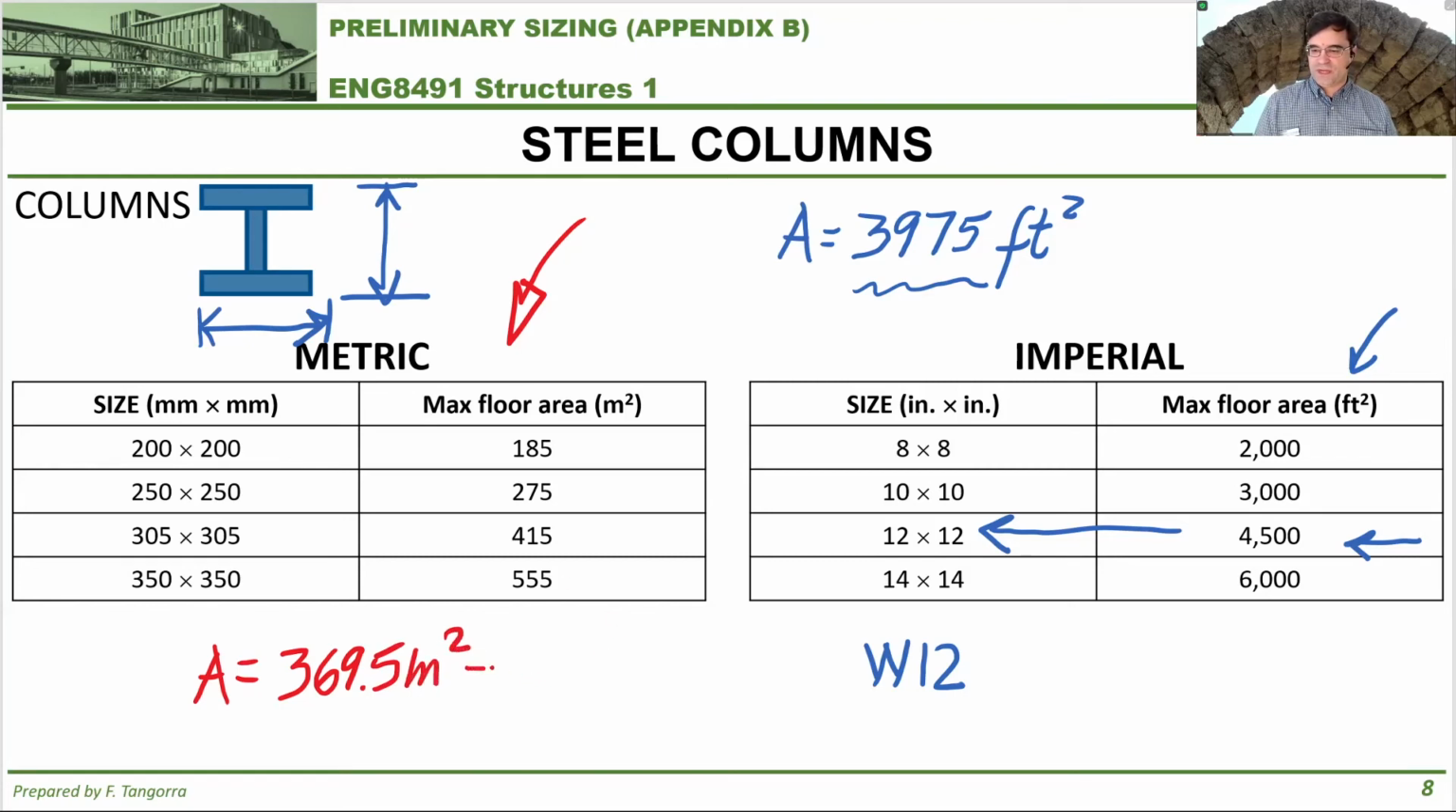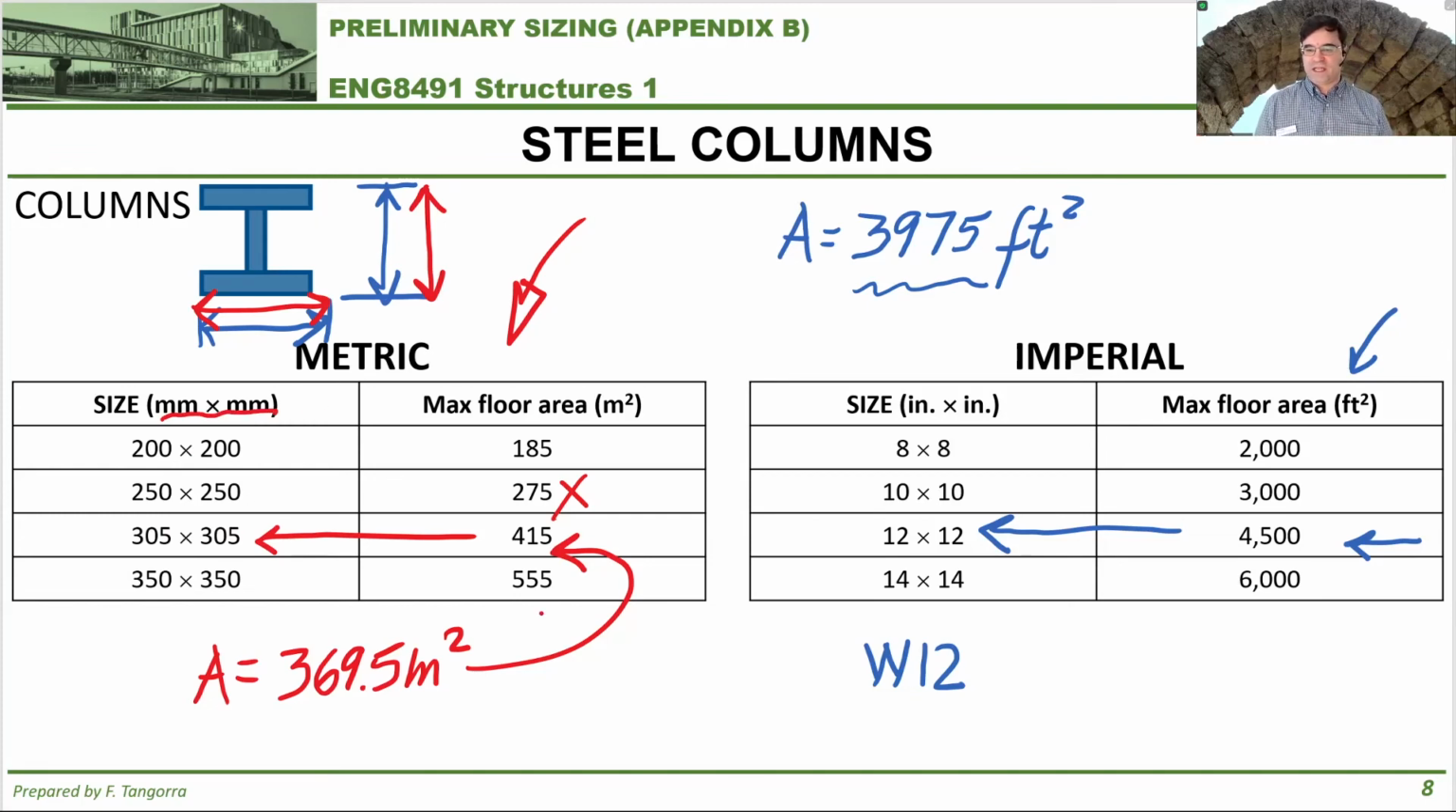And the closest one that I can find is right here. This one won't work, it's too small. And if I use this one, then I have to go and use this one. So that tells me then that the column, if it's going to be a W section, must have a depth and a width, so a flange width, that has to be at least 305 by 305 millimeters.